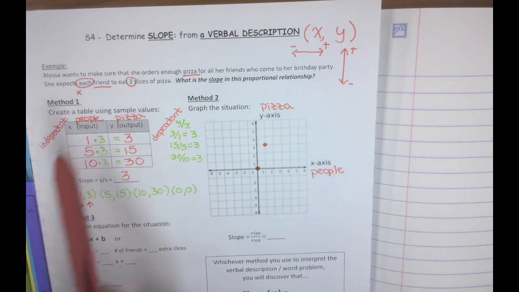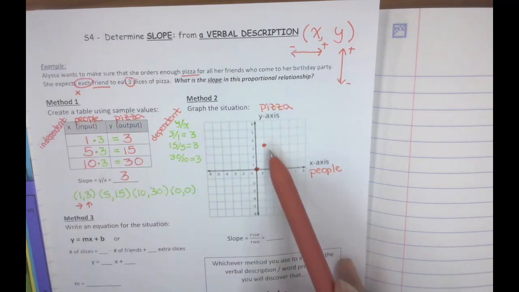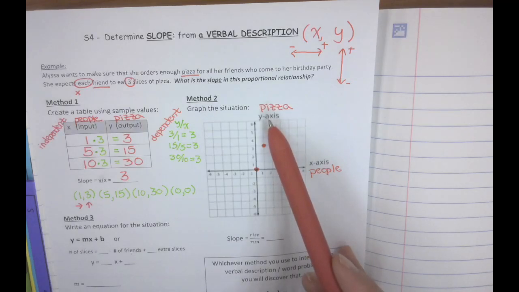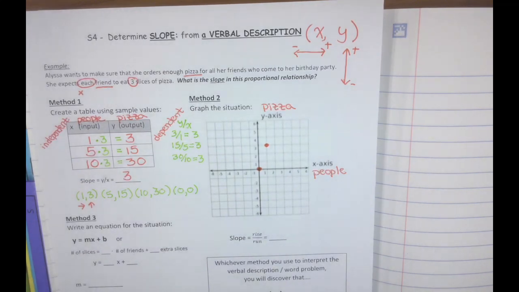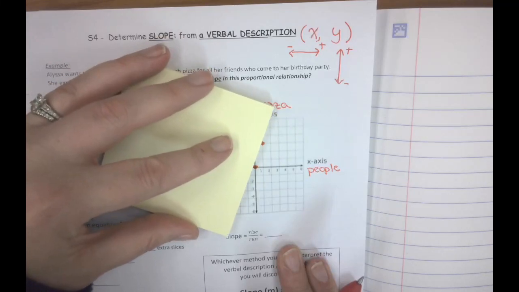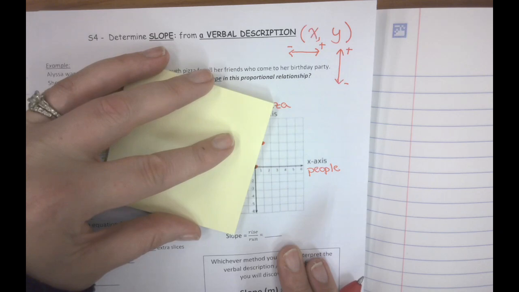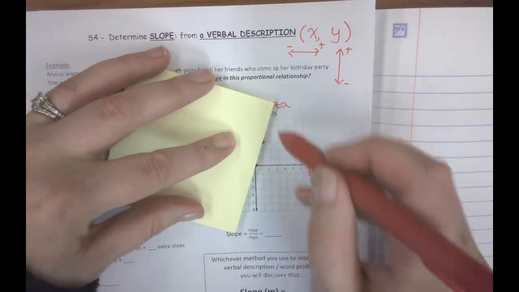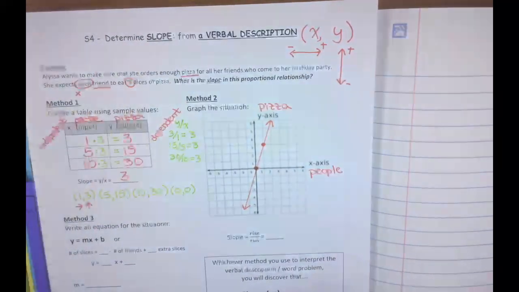Alternatively, maybe you might have thought somewhere in between the 1 and the 5 people, maybe if 2 people came, then she would need 6 slices of pizza. That's another point that we could have come up with as well. But you just need 2 points in order to create a line. So now I can connect these points, and you just need some sort of a straight edge. It can be a ruler, the side of a notebook, the side of a sheet of paper, the side of a Post-it note like I have here. You just connect the points.